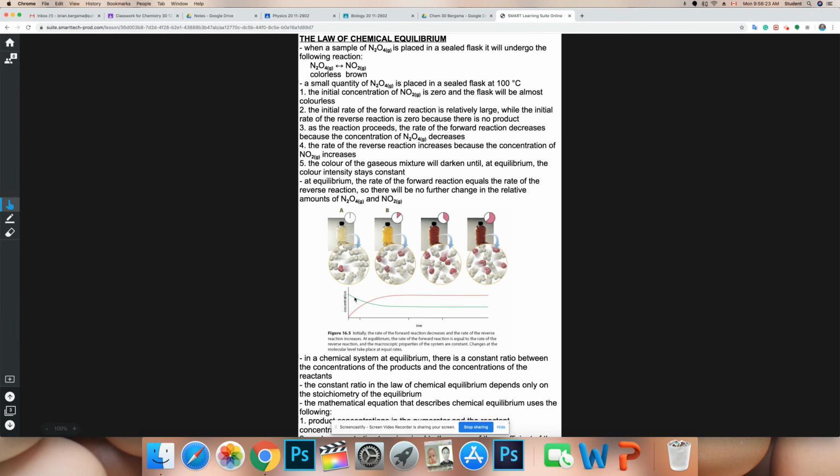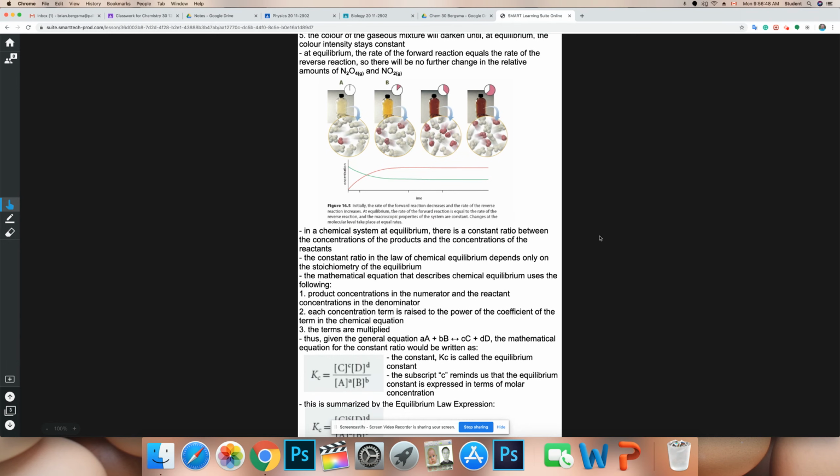Okay, what's happening here? So this is our reactant. We put it in, so this would be our N2O4. As we put it in the system, some of it is turning into NO2. At equilibrium, these two amounts are not equal, but these two amounts stay the same.